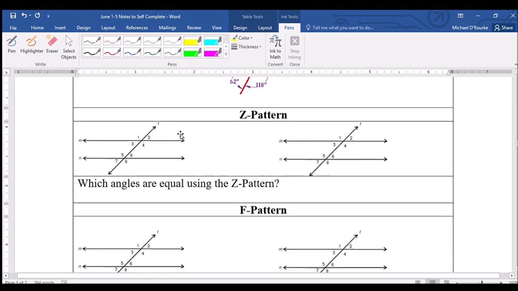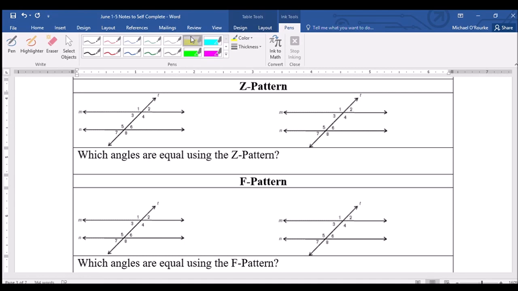So if we take a look here, a Z pattern. If we take a look at a Z pattern, it's something that makes a Z, ironically. And it'll look like this. Here, here, here. Okay. A Z can also go backwards. So you could write your Z like this. And with a Z pattern, this indicates angles that are equal.